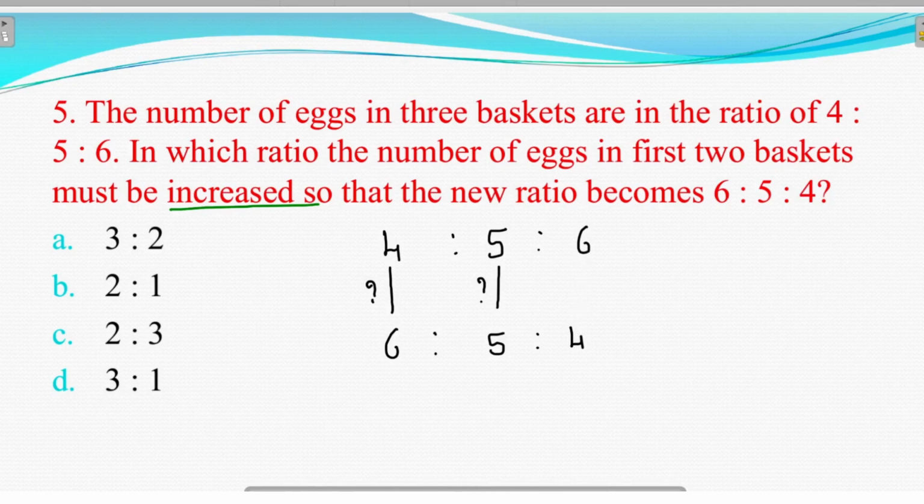So how to make it constant? Use LCM. LCM of 6 and 4 is 12. So this complete equation I have to multiply by 2, and this complete equation I have to multiply by 3. Then it will be 8, 10, 18 and 18, 15, 10. 8 becomes 18 means 10 eggs increased. 10 becomes 15 means 5 eggs increased. Then the ratio will be 2:1. That will be your answer. Next question.